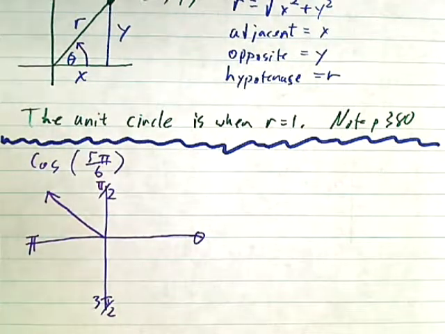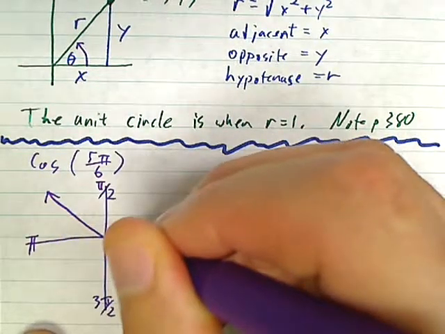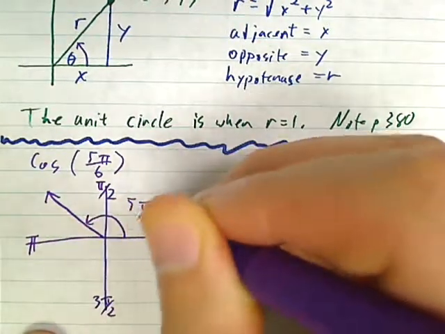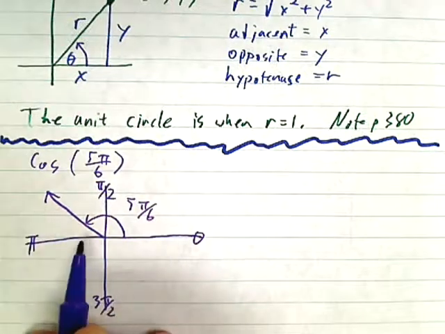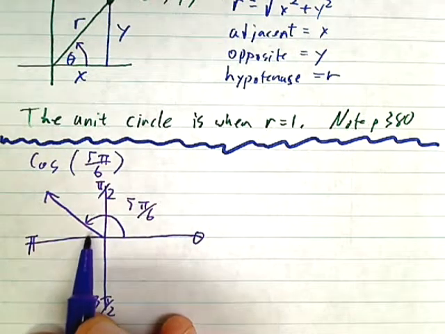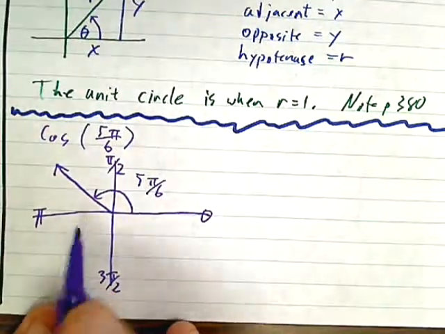And it might be a little helpful to think of this in terms of degrees. So 5/6 times 180, well, that gives me 150. So this is 150 degrees. Okay, which also confirms that it would be in the second quadrant, 150 degrees.